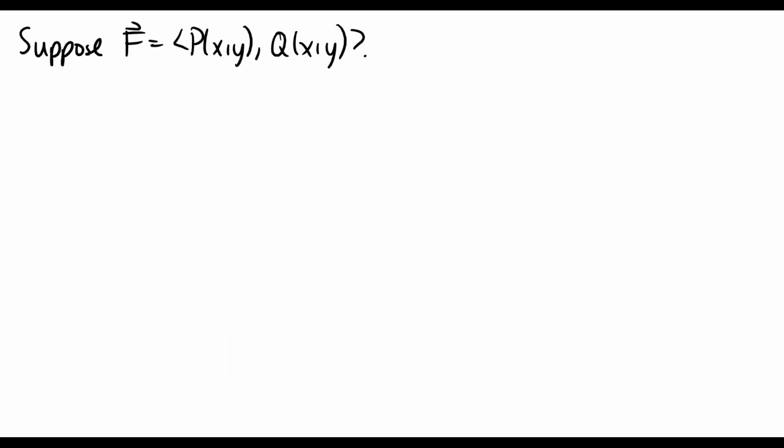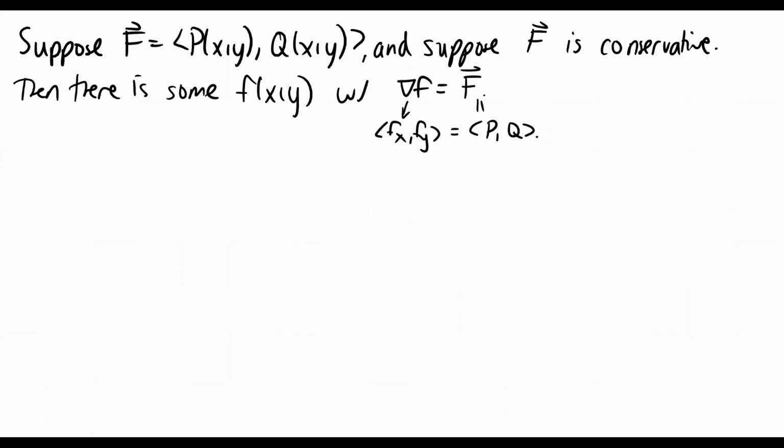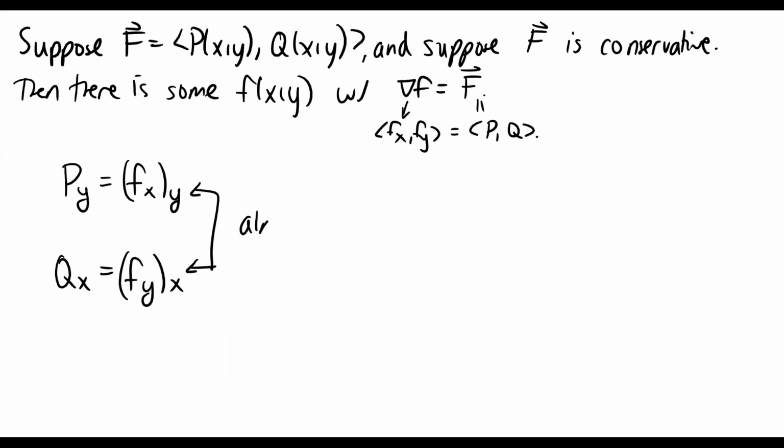Suppose our vector field F is equal to the functions P of x,y and Q of x,y, and suppose F is a conservative vector field. Then this means that there is some potential function, little f, where the gradient of little f is big F. That means that P is equal to the partial derivative of f with respect to x, and Q is the partial derivative of f with respect to y. Well, what would happen if we took the derivative of P with respect to y and the derivative of Q with respect to x? P sub y equals f sub x y, and Q sub x equals f sub y x. These are the mixed partials of f, and what we learned is that usually they're the same. So the partial derivative of P with respect to y would equal the partial derivative of Q with respect to x.